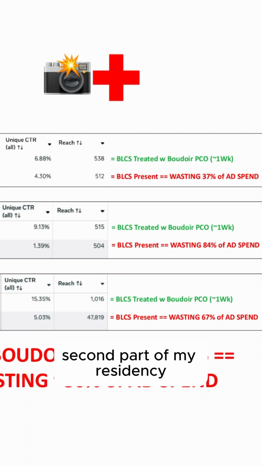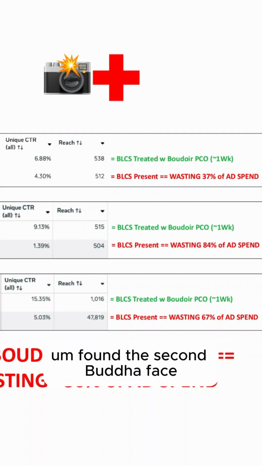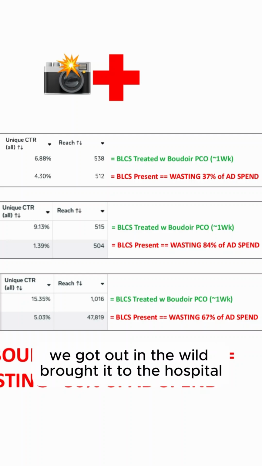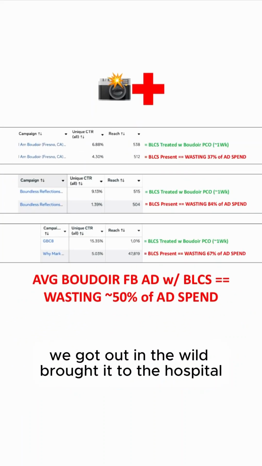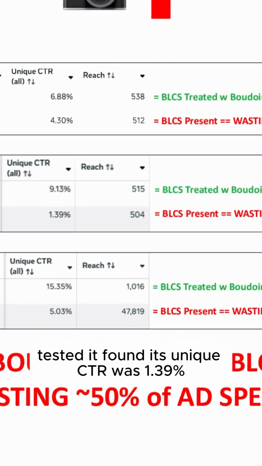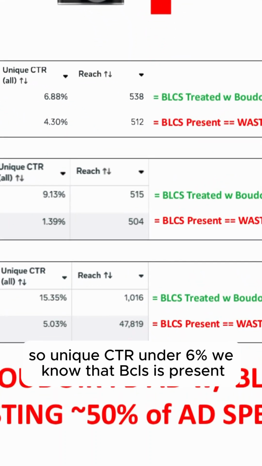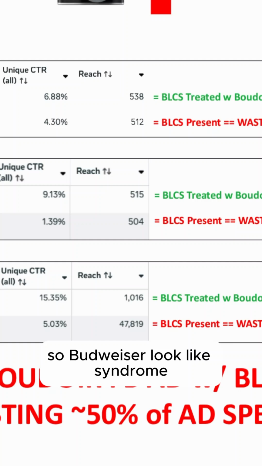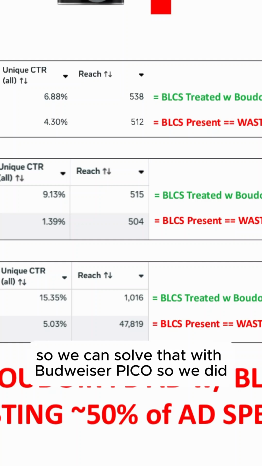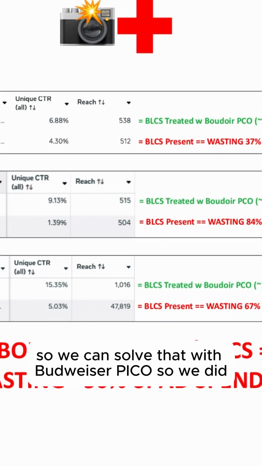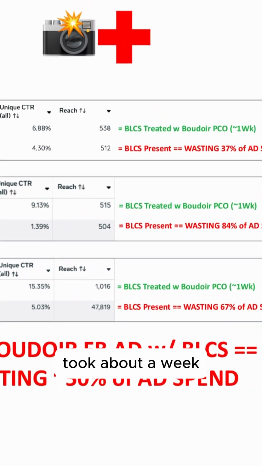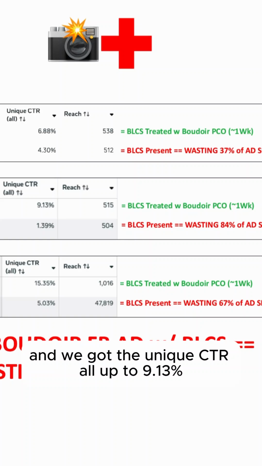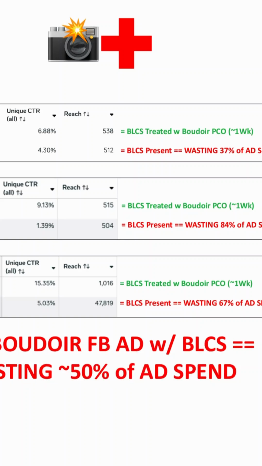Second part of my residency, I found a second Boudoir Facebook ad out in the wild, brought it to the hospital, tested it, and found its unique CTR was 1.39%. So with unique CTR under 6%, we know that BLCS is present. So Boudoir low click syndrome. We can solve that with Boudoir PCO. So we did. We treated it with Boudoir PCO, took about a week, and we got the unique CTR all up to 9.13%.